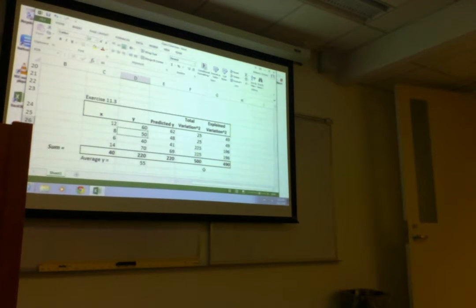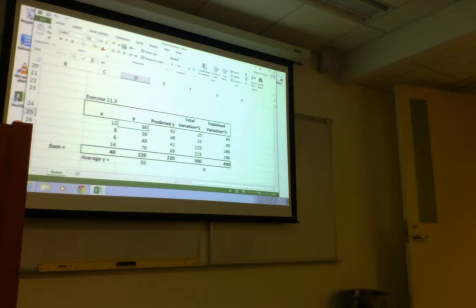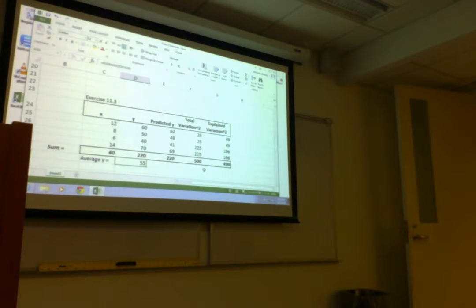All right, so how do we get total variation in Y? These are the Y's, 60, 50, 40. So let's just look at the average. The Y's are percentage of assets invested in the stock market. So if we average all these four, from our sample we've got the average investment in the stock market, 55%.